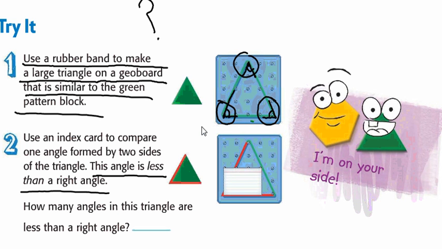So now it asks us, how many angles in this triangle are less than a right angle? Well, we know that this one's less, and this one's less. That means there are 3 angles that are less than a right angle.